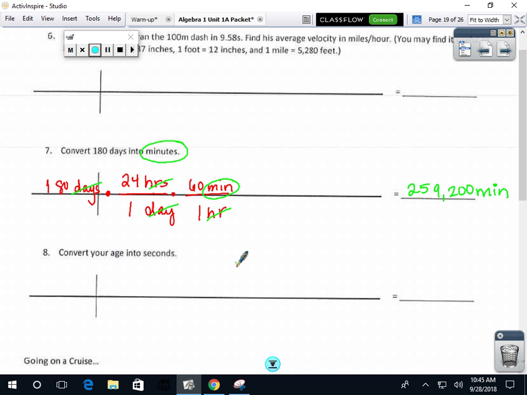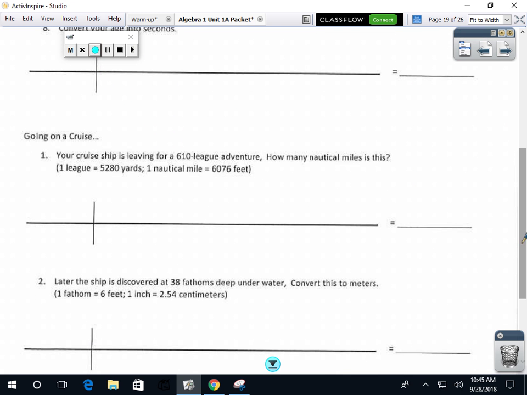Okay, everybody ready? All right, going on a cruise. Your cruise ship is leaving for a 610 league adventure. How many nautical miles is this if 1 league equals 5,280 yards and 1 nautical mile equals 6,076 feet?